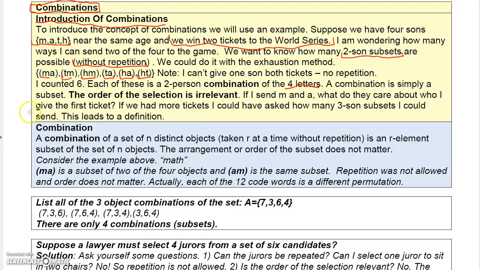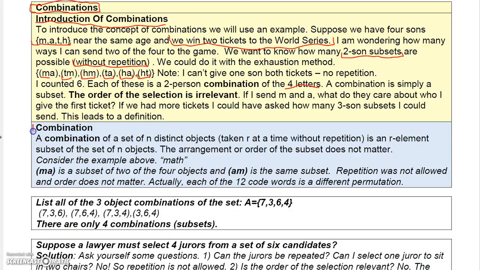A combination is simply a subset. The order of the selection is irrelevant, because if I send M and A, what do they care about who I gave the first ticket to, as long as they both get to go? If we had more tickets, I could ask how many 3-son subsets I could send. Now if I had 4 tickets, it wouldn't make much sense to make it a problem, because the number of 4-son subsets I could send would be just 1 set, so I'd just send them all.